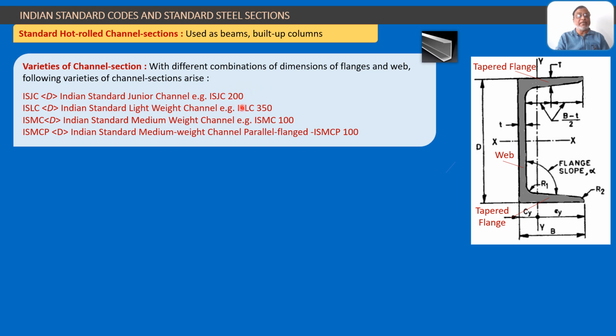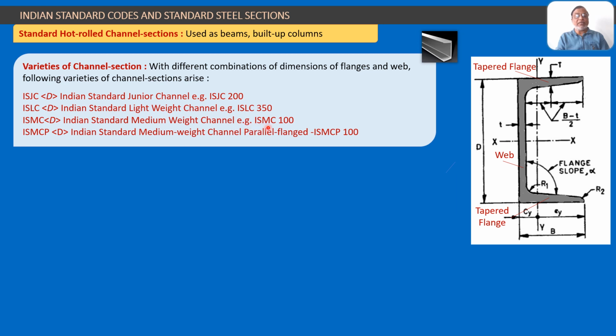ISJC 200 is the example. What is this 200? You can see here it is D, capital D. This capital D is the dimension of the section, which is the depth of the section. So you can get a channel section as ISJC 200, or you can get ISLC, Indian Standard Lightweight Channel. Example is ISLC 350, or you can get ISMC, which is Indian Standard Medium Weight Channel.